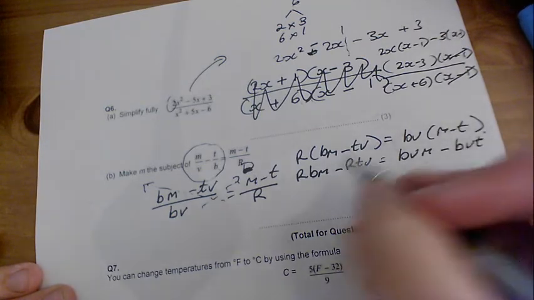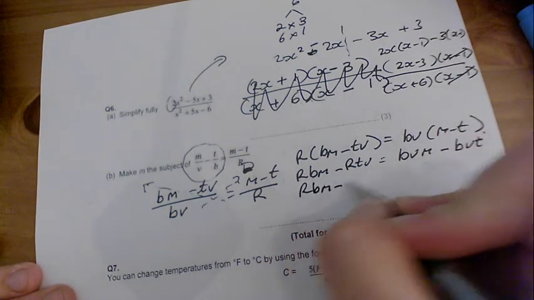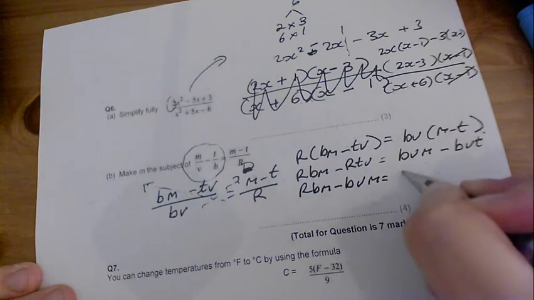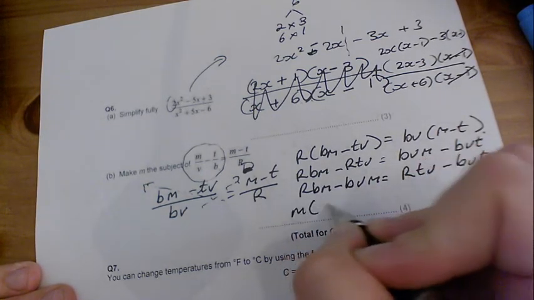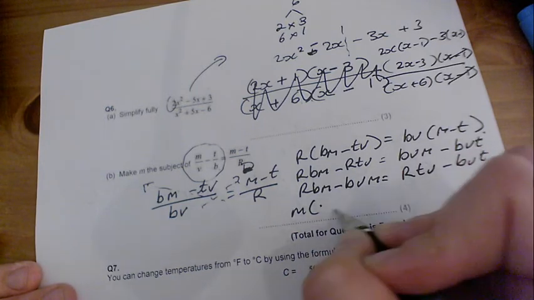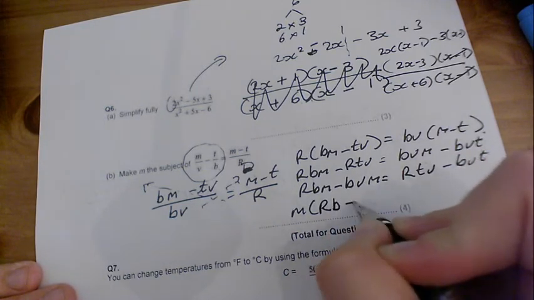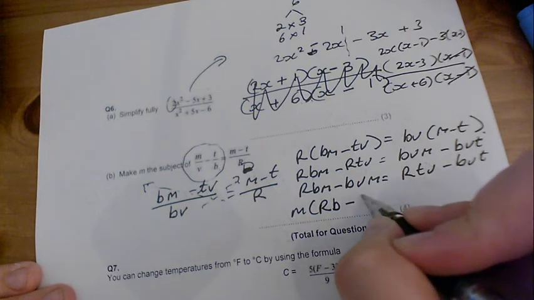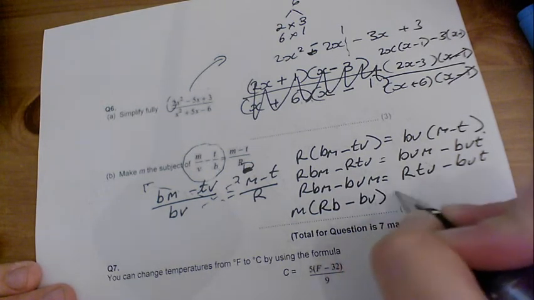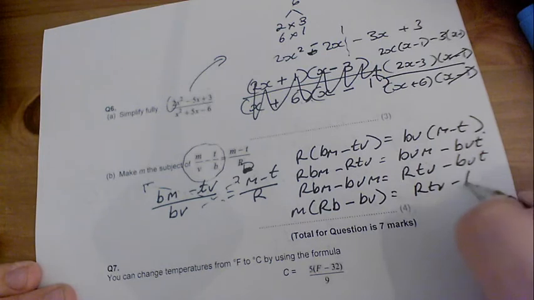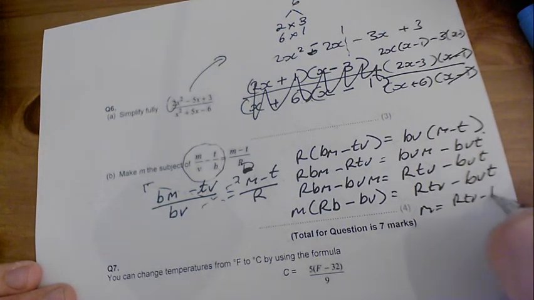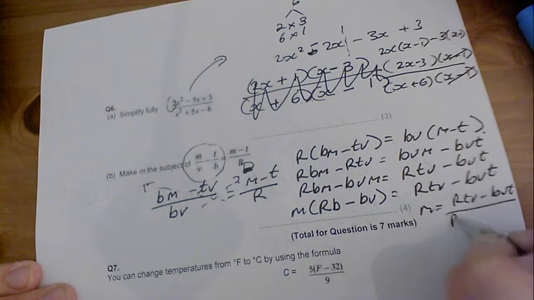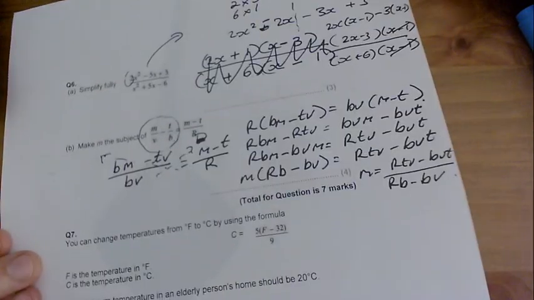We want M to be the subject, so I get my M terms together and take everything else to the other side. I take out my M. I don't care about the fact that I could have taken out a B here. M(RB minus BV) equals RTV minus BVT, and then I divide. So M equals RTV minus BVT over RB minus BV. That was the hardest one that you've had so far. That really was a toughie.